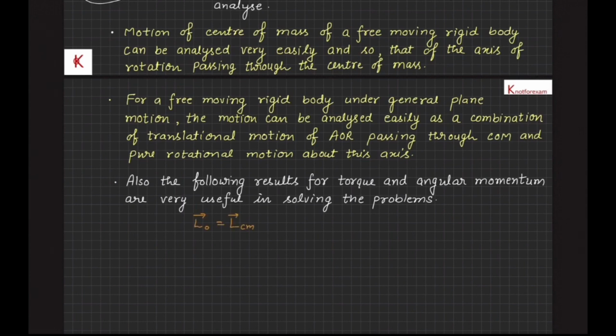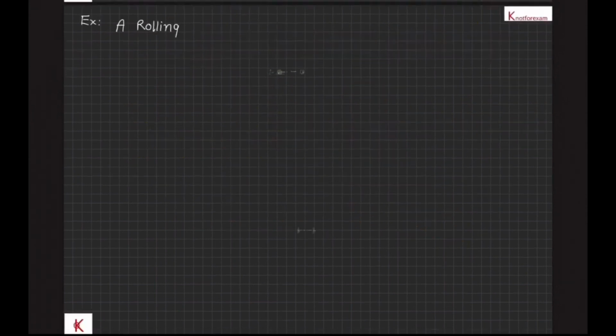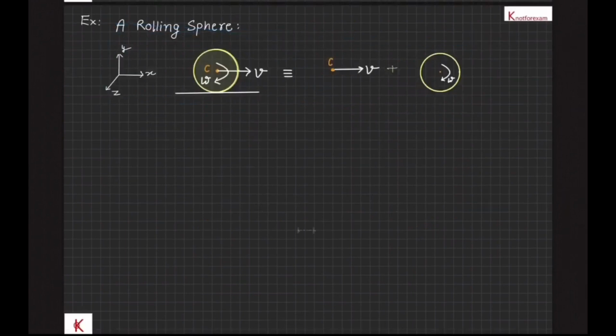Angular momentum about a point O, L_O vector, is equal to angular momentum about the center of mass plus angular momentum of the center of mass about point O, that is R vector cross P vector. And also torque about point O is equal to torque about the center of mass plus torque on the center of mass with respect to point O, that will be R vector cross F external vector. Now take a look at the following examples.